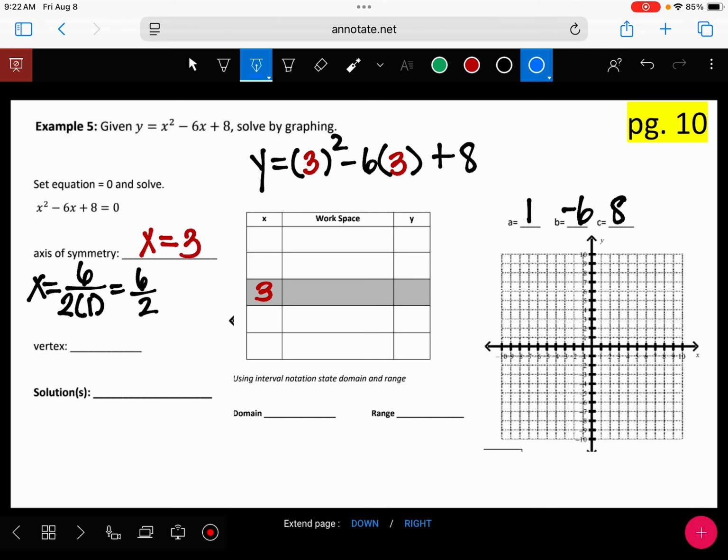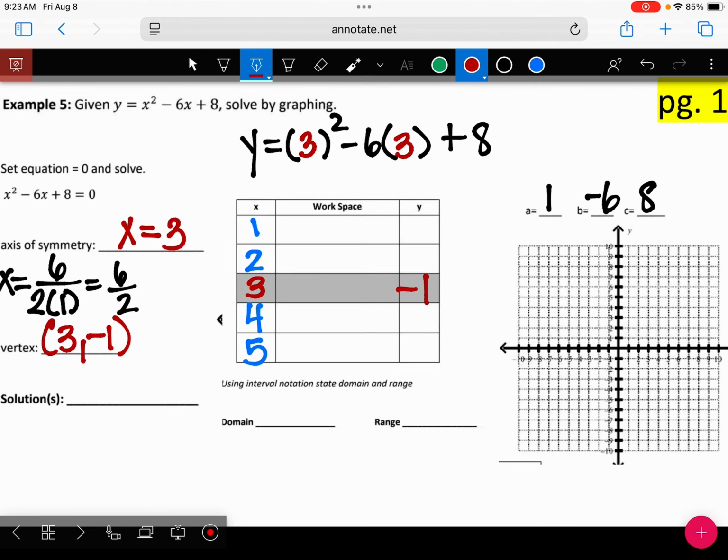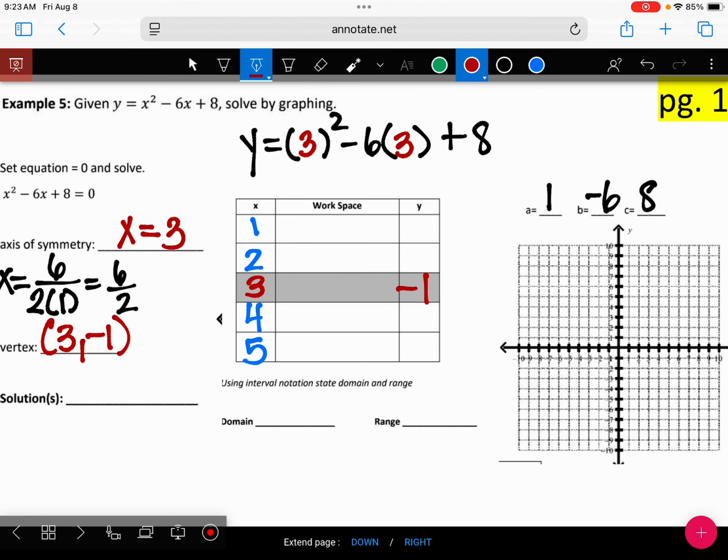Is it negative? Oh, okay, you're giving me the answer. Okay, so you got -1. Anybody else? Rodrigo got -1. Anybody else get -1? All right. So that means my vertex is at 3, -1. Now let's go ahead and fill in the rest.